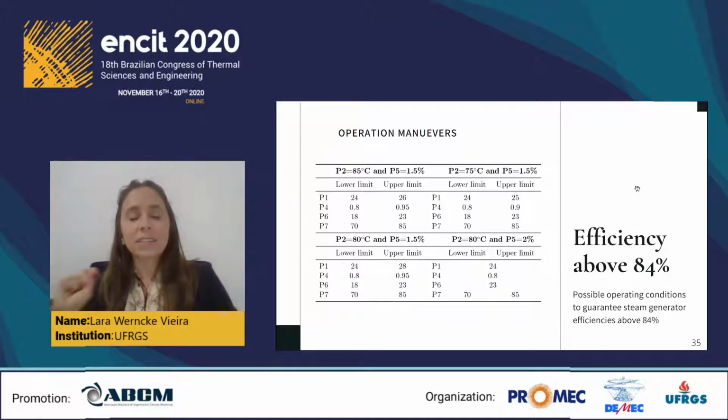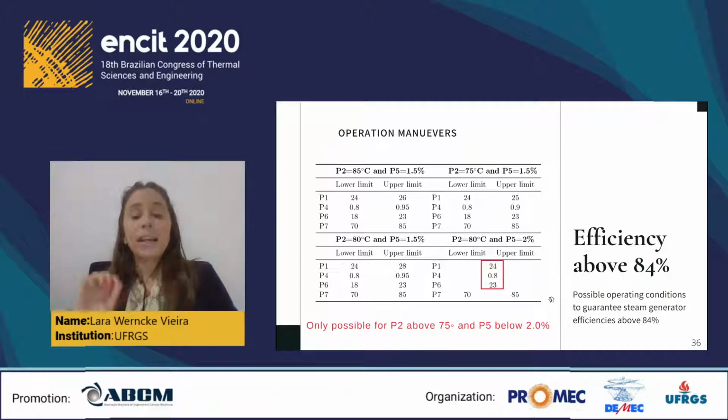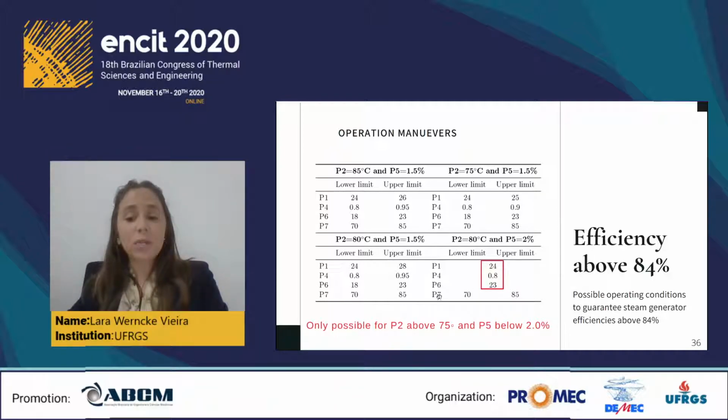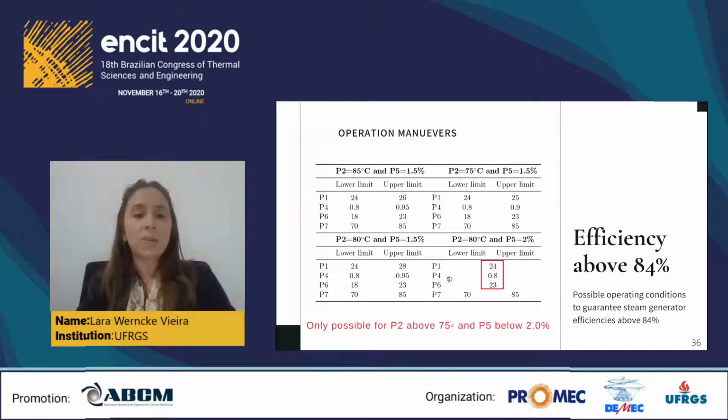So here we have a set of operation maneuvers that are possible operating conditions to guarantee steam generator efficiencies above 84%. And just as an example for us to explore, here we can see that steam generator efficiencies above 84% are only possible for parameter 2 above 75 degrees and parameter 5 below 2%. So if we are not respecting these values, we'll never have efficiencies above 84%. So this is really important. And here we have a set of operation maneuvers that can guarantee these efficiencies that we are looking for.